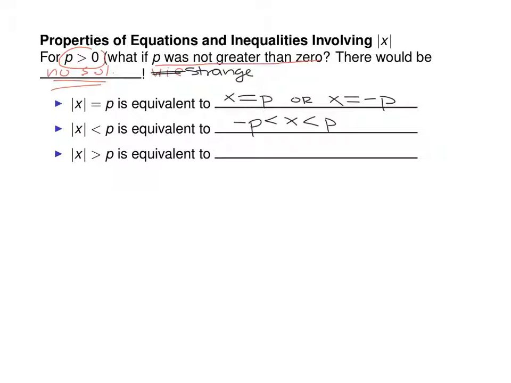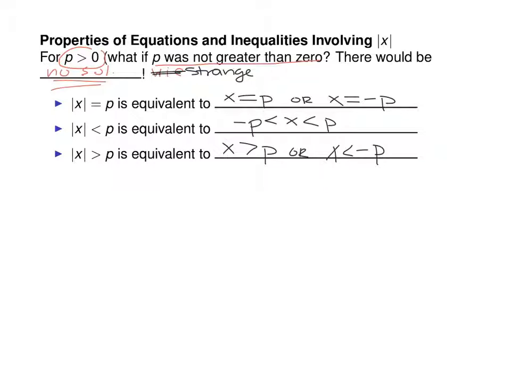And absolute value of x is greater than p. What's that the same thing as? I got x is greater than p. I think it's definitely x is greater than p is one of them. Oh, x is less than negative p. There you go. If you listed them in the opposite order, that doesn't matter.